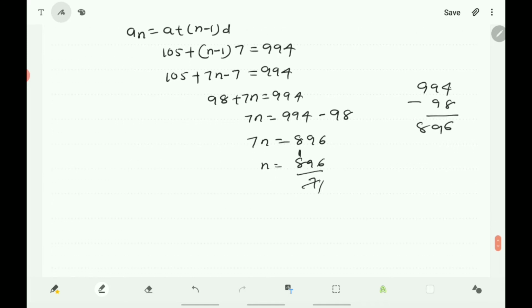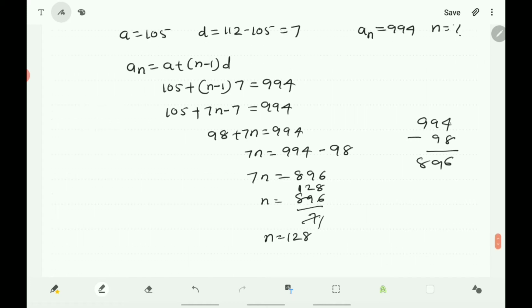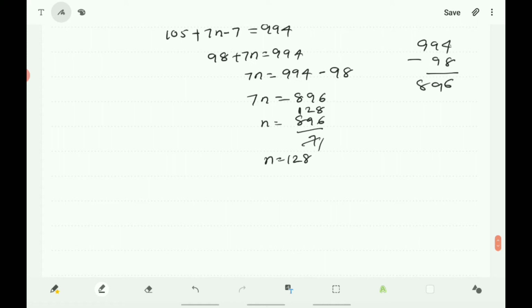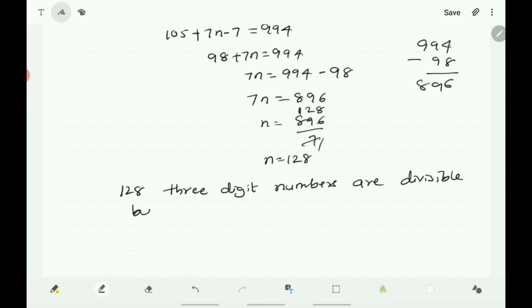Then 7 ones are 7, 9 minus 7 is 2, 7 twos are 14, and 5 is remaining, 56, 7 eights are 56. n is equal to 128. So how many 3-digit numbers are divisible by 7? That is 128 3-digit numbers are divisible by 7.